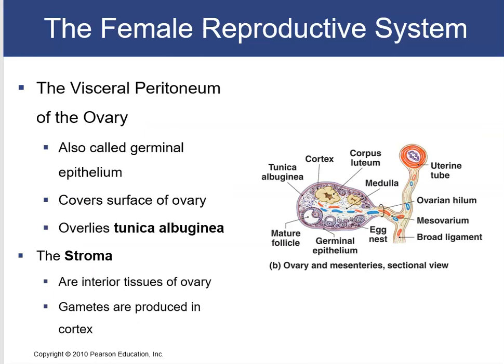Looking at the structure of the ovary, the visceral peritoneum is also referred to as the germinal epithelium. This covers the surface of the ovary, and right underneath it is the tunica albuginea. Tunica albuginea, same term that we saw that was referred to the outer covering of the testes. The stroma refers to the interior tissues of the ovary, and it is divided into a cortex region around the outside and a medulla in the center where you find various blood vessels. The gametes are produced here in the cortex region.